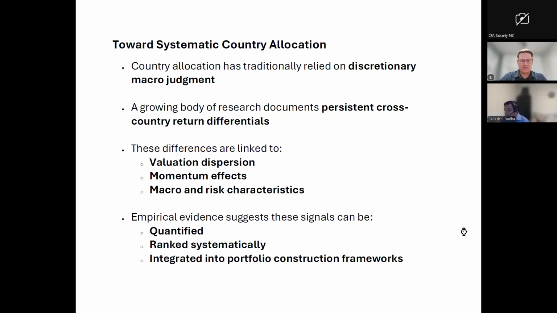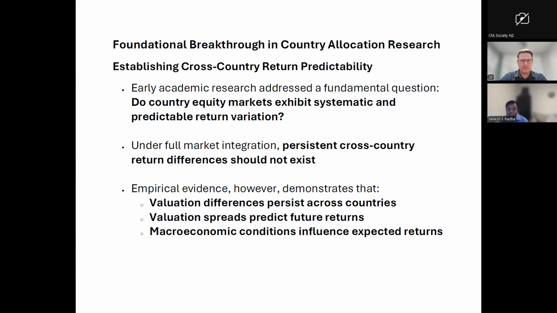The foundational breakthrough, the early literature, focused on a very basic question: do country markets or country indices actually exhibit predictable return variation? If markets were fully integrated and efficient, these differences should not persist, right? But the data shows otherwise. Valuation differences persist. These valuation differences can predict returns, and macro conditions matter as well. This was the most foundational breakthrough, meaning country equity markets form a valid cross-sectional asset pricing framework, enabling systematic allocation approaches.